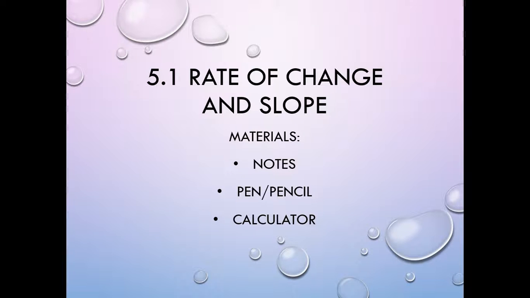Hello Savers. So today we're going to start chapter 5, which is on linear equations. Today is section 5.1, which is on rate of change and slope. The materials you're going to want: notes, a pen or a pencil, and you're also going to want a calculator today.